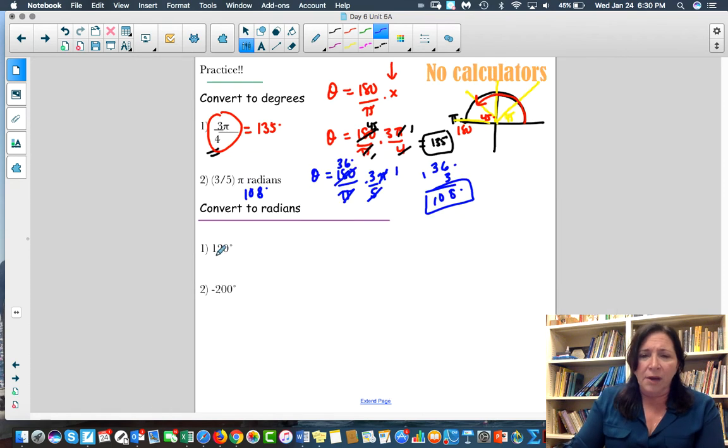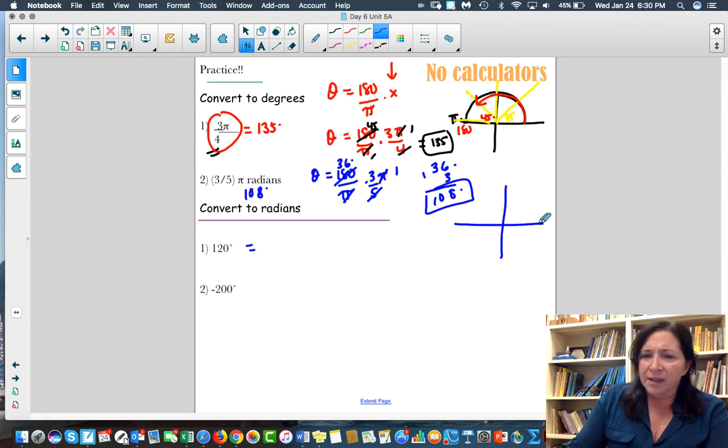The next one, 120 degrees, converting that to radians. Think of this in your head: 120 degrees is in the second quadrant. You have a 60 degree reference angle.